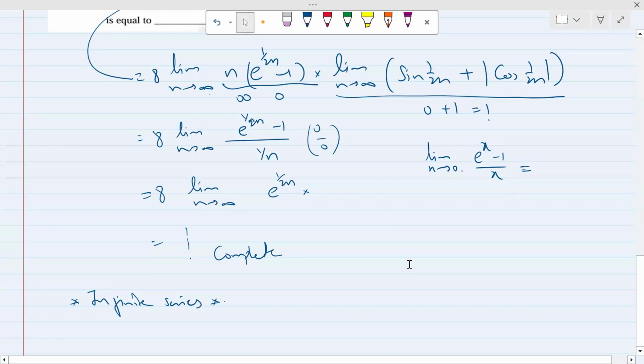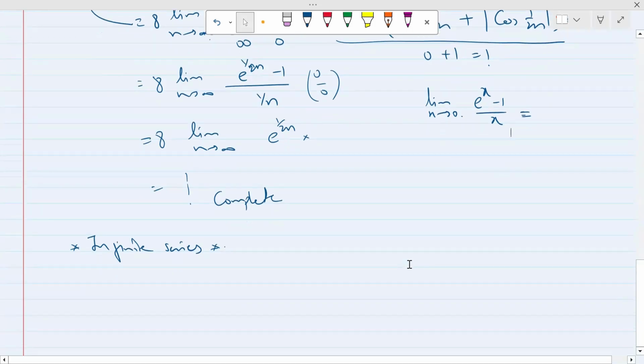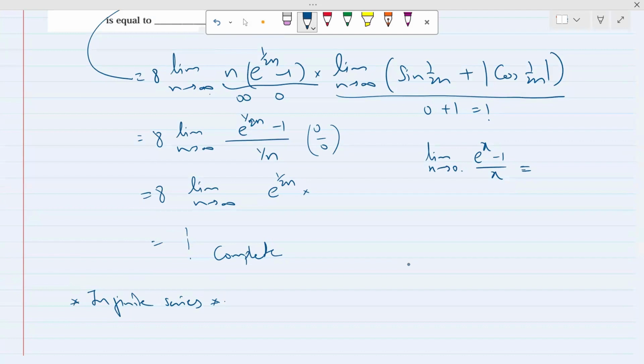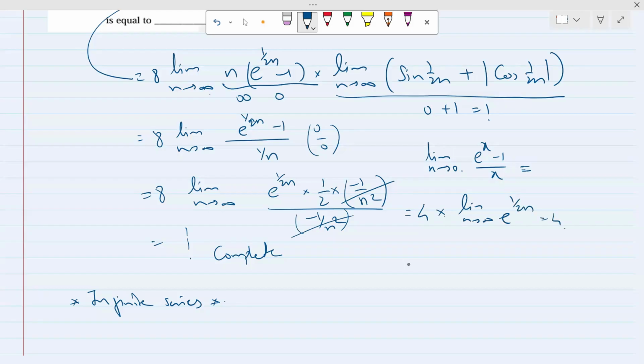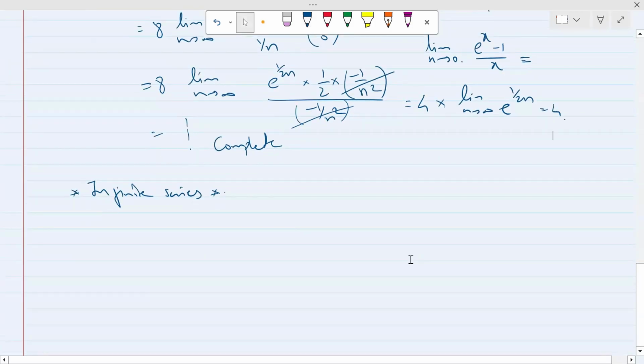Sir, can you please solve this? Which is this e raised to 1 by 2n, and what is the derivative of the numerator? 1 by 2 into minus 1 by n square, and the derivative of the denominator is minus 1 by n square. This gets cancelled and you have to apply limits directly. It is 4 into limit n tends to infinity. That's 4. Good.